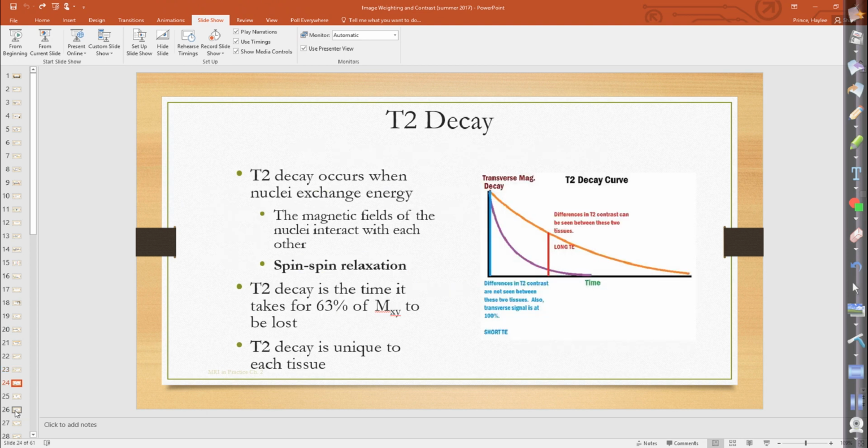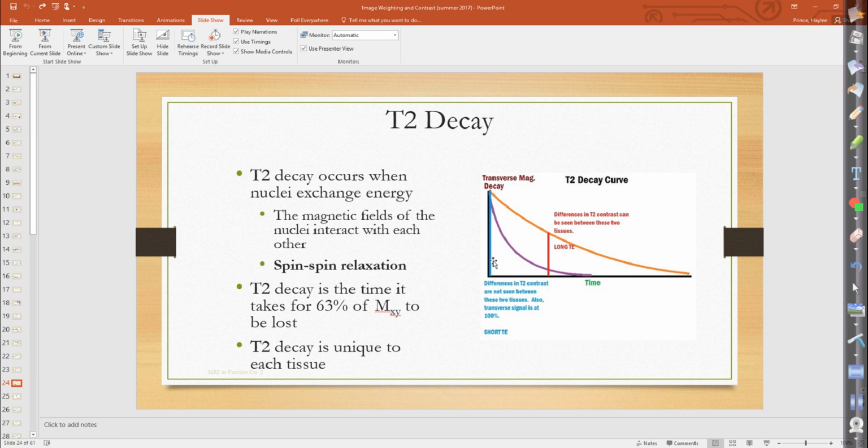Okay, so T2 decay occurs when the nuclei exchange energy. Remember, they're giving energy to their neighboring spins. That's why it's called spin-spin relaxation. And the definition of T2 decay is the time it takes for our net magnetic vector, or our signal, to lose 63% of the transverse magnetization. So 63% of our transverse magnetization has been lost.